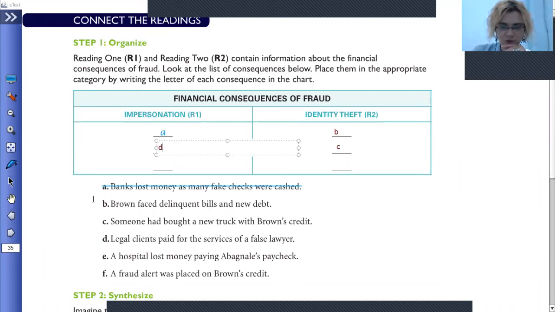Can you also do E for me? A hospital lost money paying Abigail's paycheck. Where does that go? Impersonation also. Very good. Leaves us with F right here. Awesome. Any questions about this? So impersonation is really when you're acting as if you're someone else and you really go out being someone else with a different identity. Identity theft is just that you use the information of someone else to do purchases, but you don't really physically show up like that.